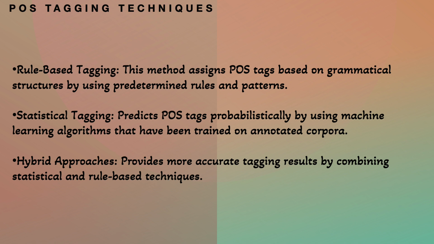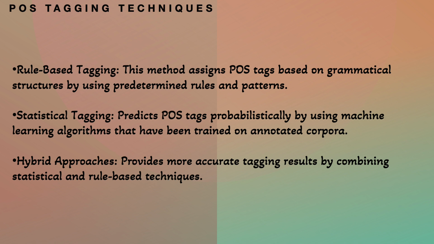The next one is hybrid approaches. Hybrid POS tagging approaches combine elements of both rule-based and statistical methods to leverage their respective strengths. These approaches often use rules to handle common linguistic patterns and exceptions, while incorporating statistical models to capture contextual nuances and dependencies.